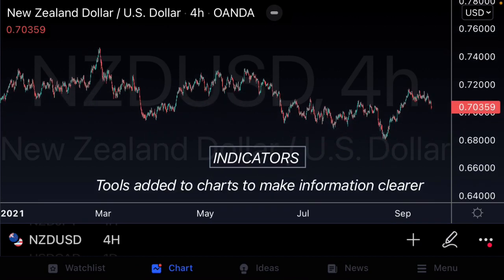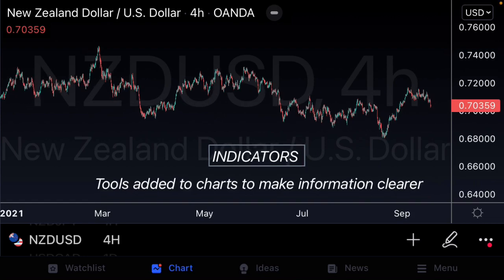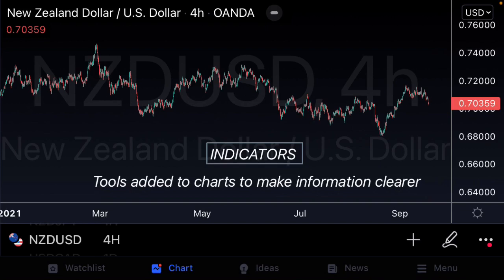So indicators are basically tools that we add to the chart to make information more clear, because remember, our job is to turn this abstract information that we see on the charts into something that we can profit from. So an indicator is just something that makes the information that we already get from the chart a little bit more clear so that we're able to make that decision.